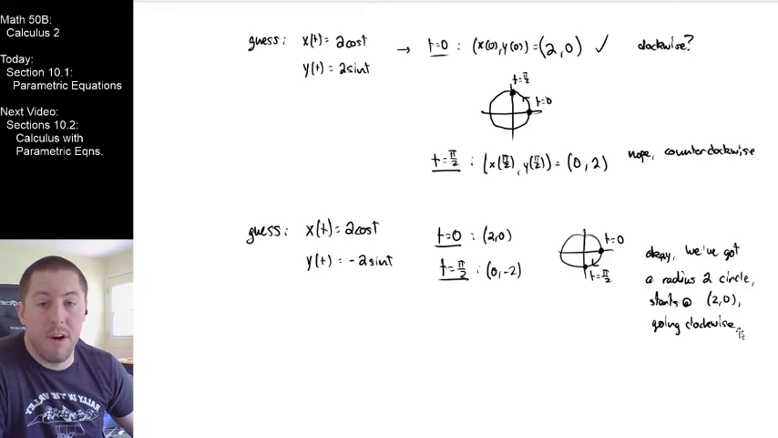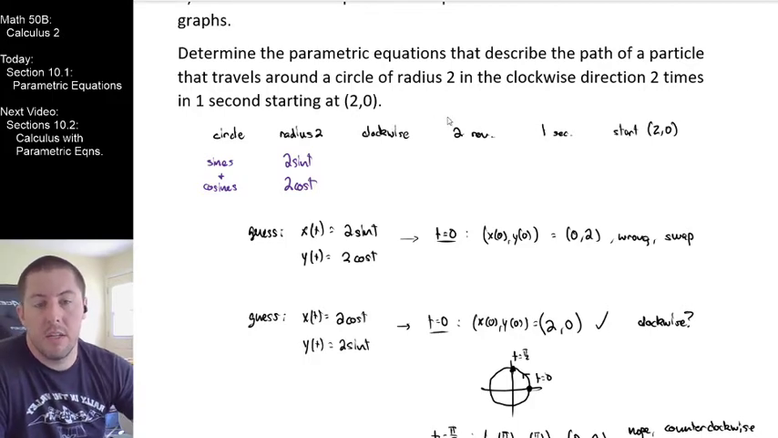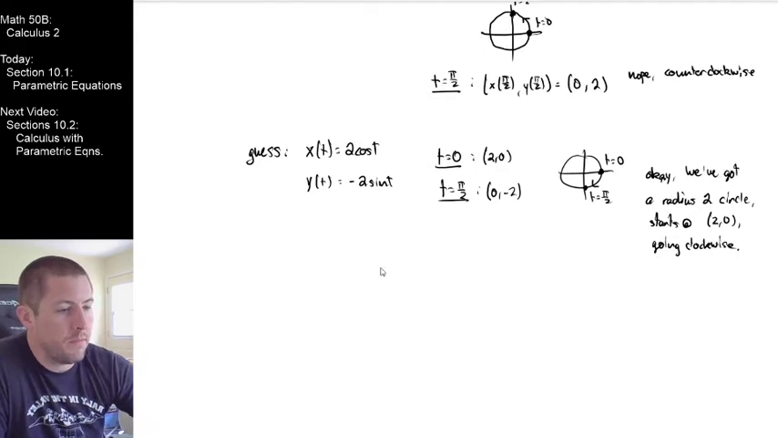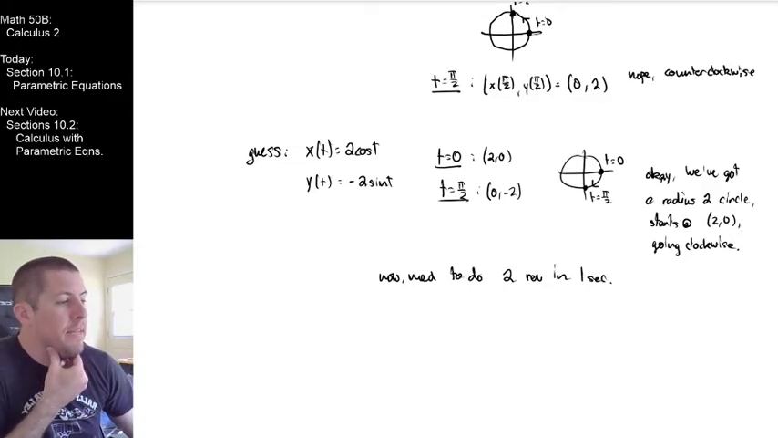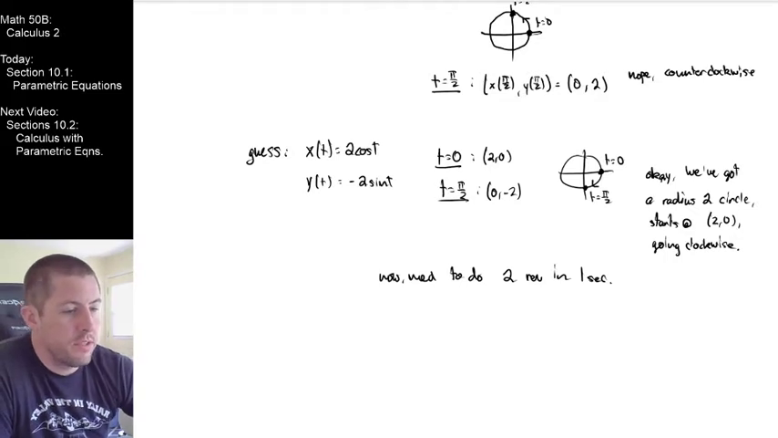So we've got a bunch of our components correct so far, right? We've got the circle, we've got the radius 2, we've got the clockwise, we've got our starting location. It looks like the last thing we need is to do 2 revolutions in 1 second. So what that means to me is that we need to do 2 laps in 1 second, all right?